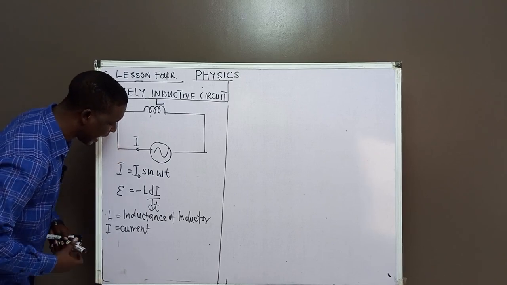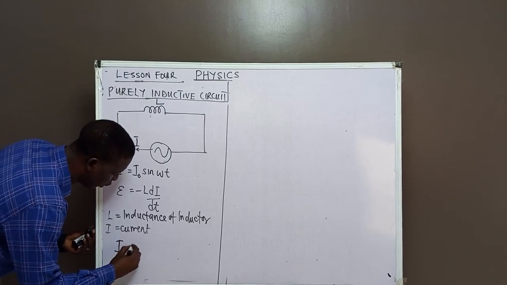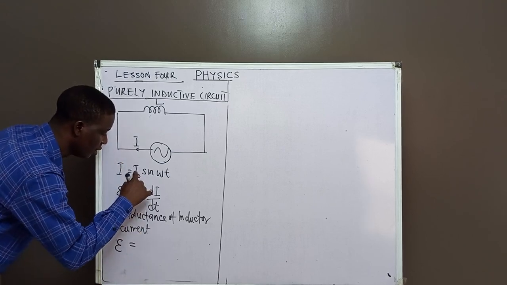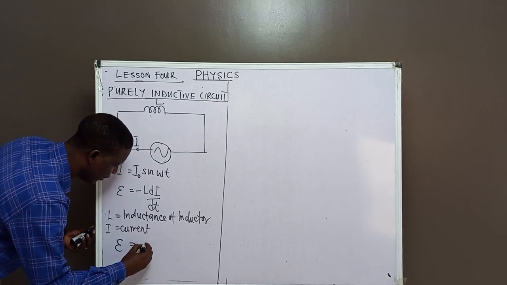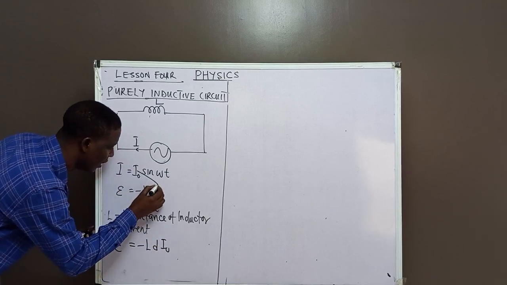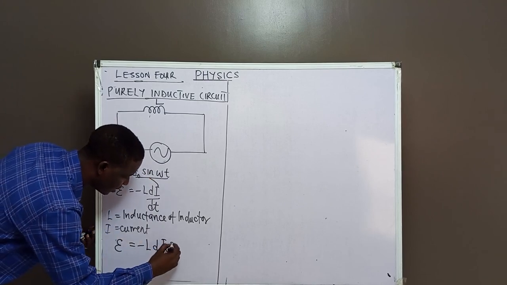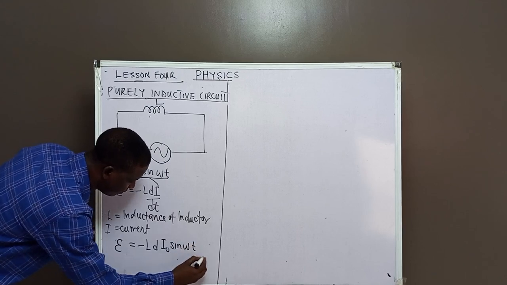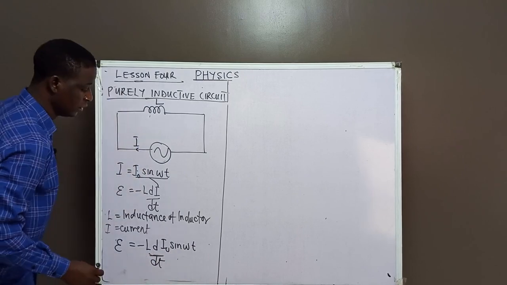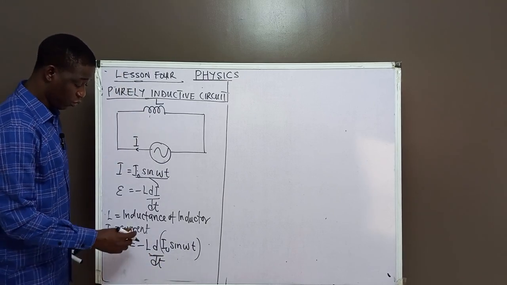Now let's substitute our I there. The EMF is equal to minus L, and I is I naught sine omega t, so we substitute it: minus L times d of I naught sine omega t over dt. Now let us differentiate this one, because that's what we have there.